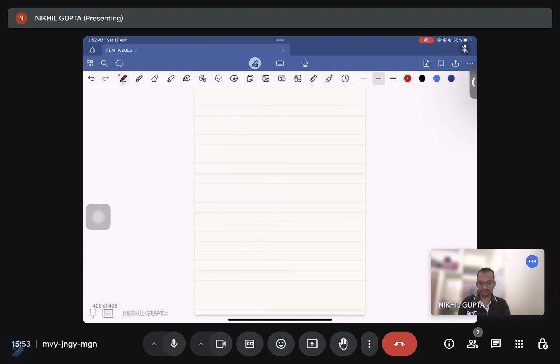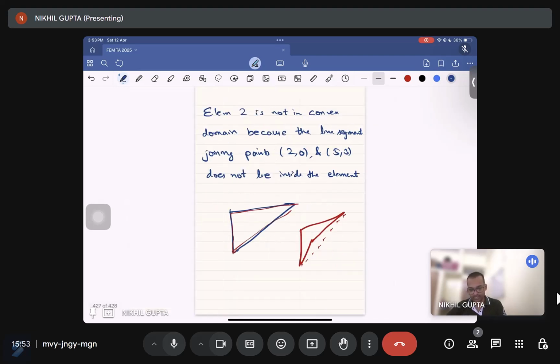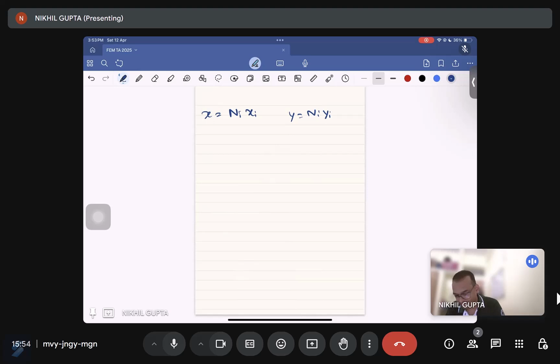We have to see that. So let's calculate the Jacobian. So we know x is sum of Ni xi and y is sum of Ni yi. Now you know what the master element will be and what the equations are, so I won't spend much time elaborating that. I'll write directly. X, if you solve, you will get 1 plus xi, and y, if you solve, you will get 1 plus neta and 2 minus half of psi.